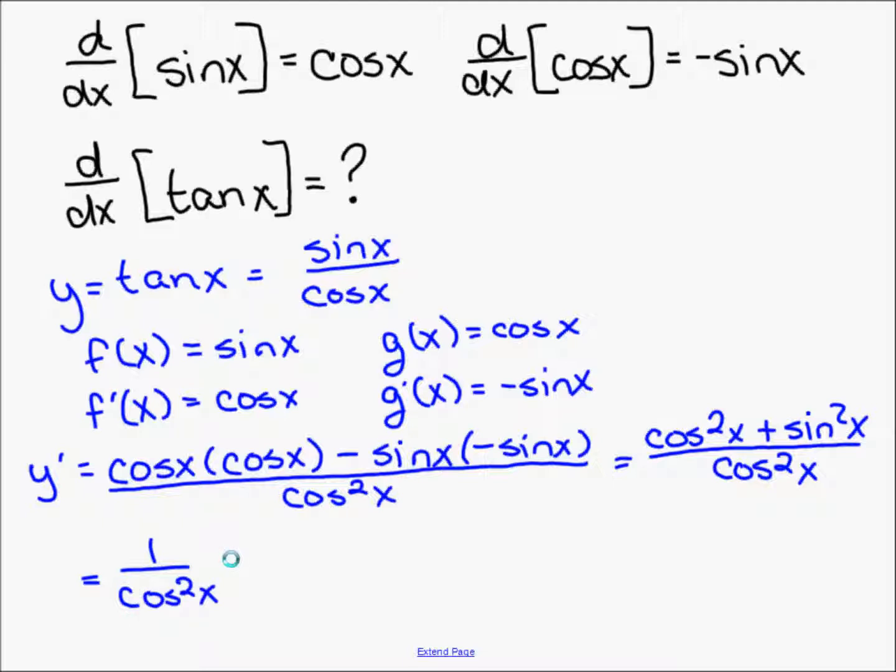And now I'm going to apply my reciprocal identity, 1 over cosine, so now I have secant squared x. So the derivative of tan x is secant squared x.